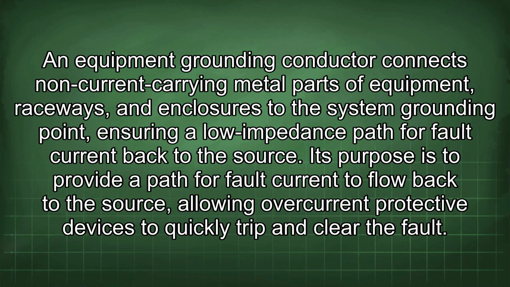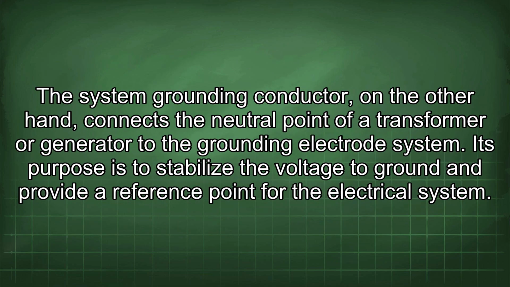An equipment grounding conductor connects non-current carrying metal parts of equipment, raceways, and enclosures to the system grounding point, ensuring a low impedance path for fault current back to the source. Its purpose is to provide a path for fault current to flow back to the source, allowing overcurrent protective devices to quickly trip and clear the fault. The system grounding conductor, on the other hand, connects the neutral point of a transformer or generator to the grounding electrode system.